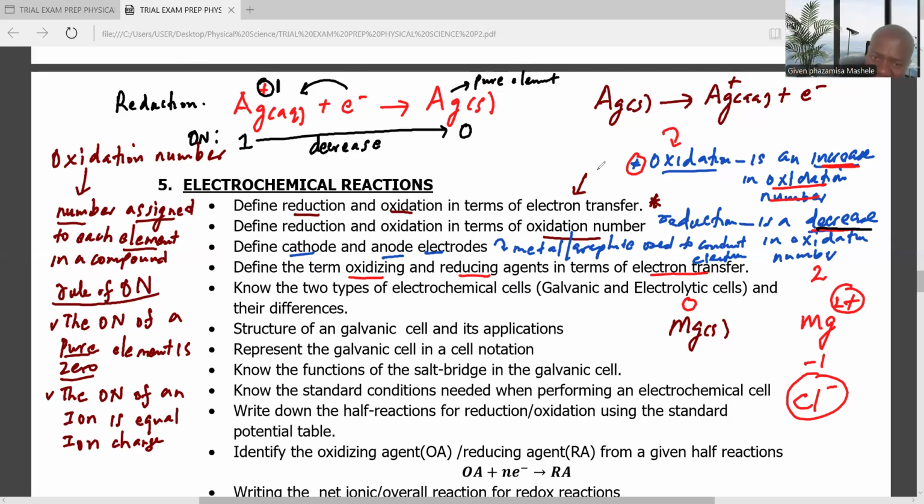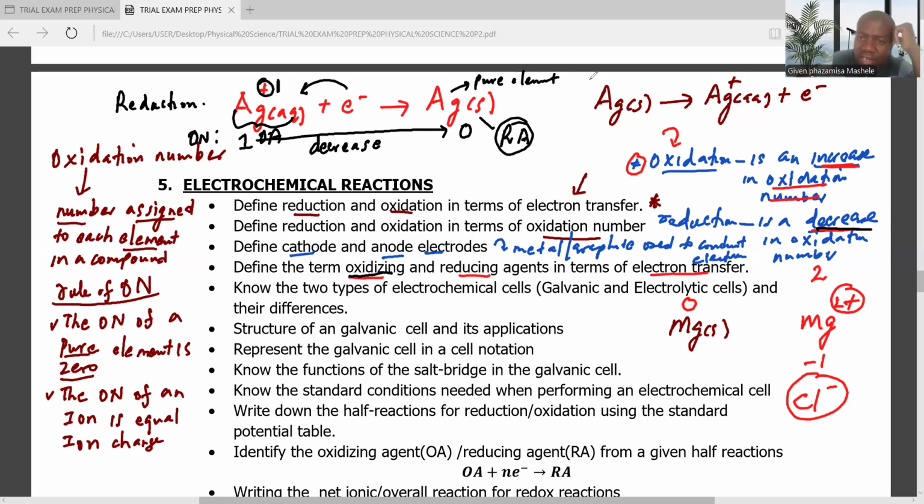And I think I explained what an oxidizing agent is. I said the oxidizing agent is the substance that gains electrons. So this is an example of the oxidizing agent. This one will lose electrons, so it will be a reducing agent. But we'll talk about that. So this half reaction undergoes reduction.